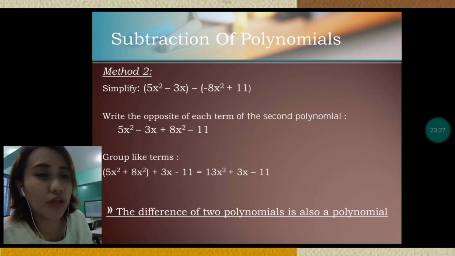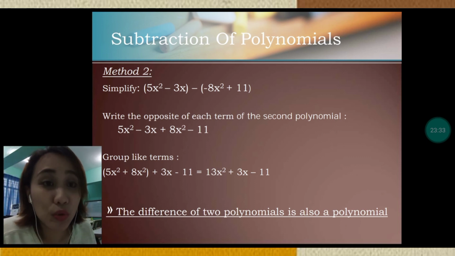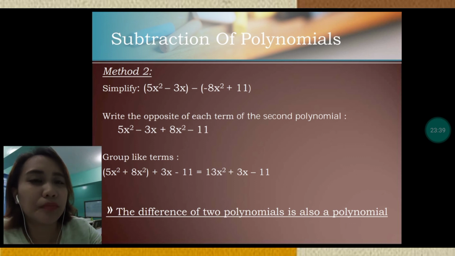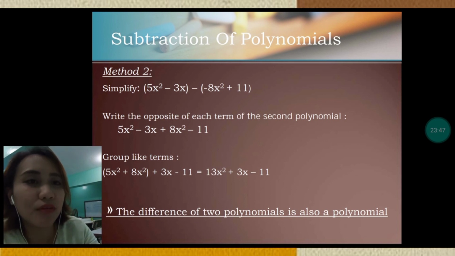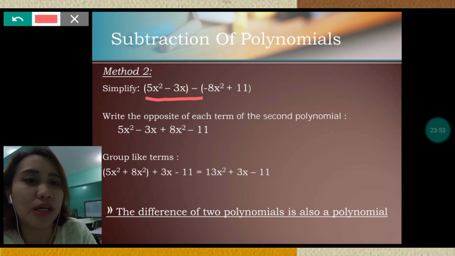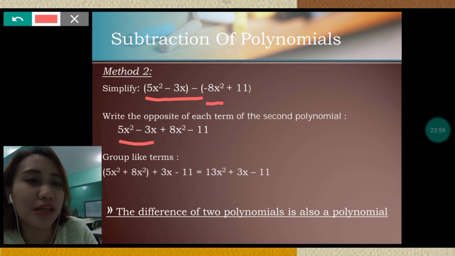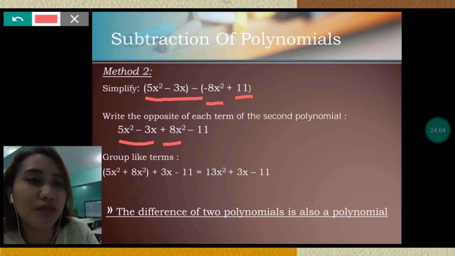For method 2, or the horizontal method, same with addition, we need to group like terms. But before we do that though, we still need to change the sign of the second polynomial. So copy the first polynomial, 5x squared minus 3x. Then change the sign of the second polynomial. Negative 8x squared, we change that into positive 8x squared. And positive 11, we change that into negative 11.